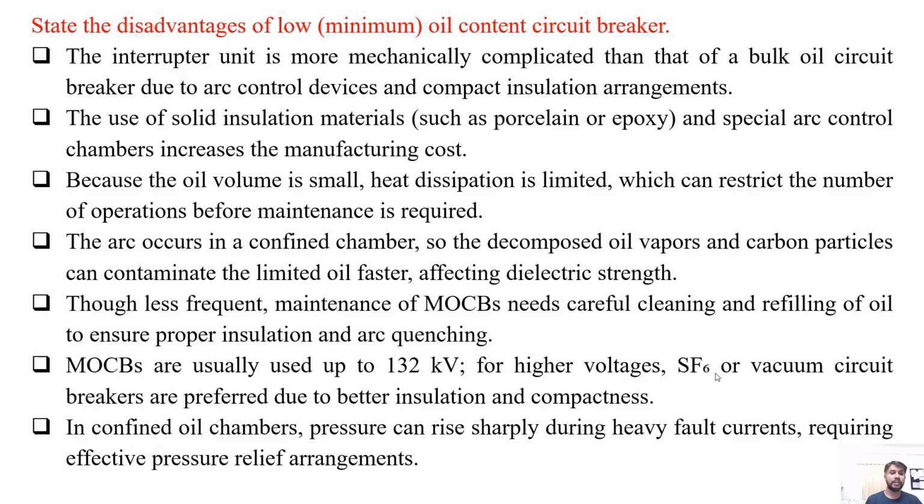Minimum oil circuit breakers are usually used up to 132 kV. For higher voltages, SF6 or vacuum circuit breakers are preferred due to better insulation and compactness. In confined oil chambers, pressure can rise sharply during heavy fault currents, requiring effective pressure relief arrangements. So these are several disadvantages of minimum oil content circuit breaker.